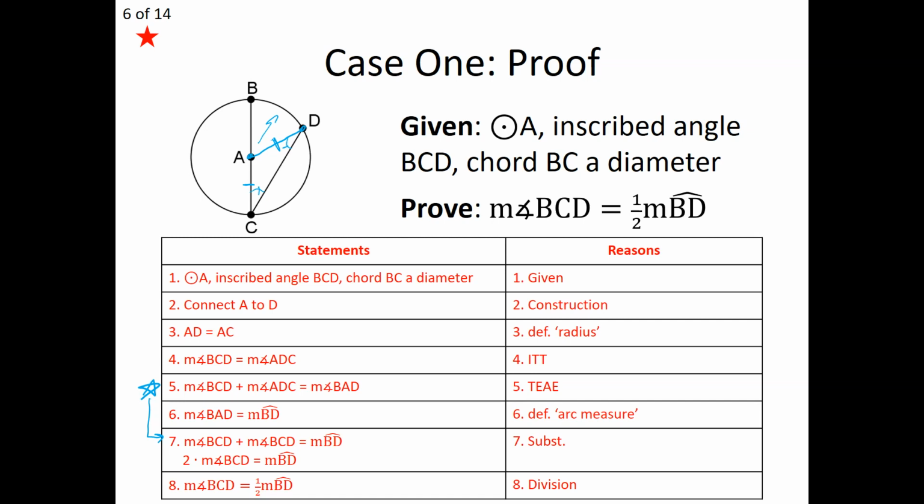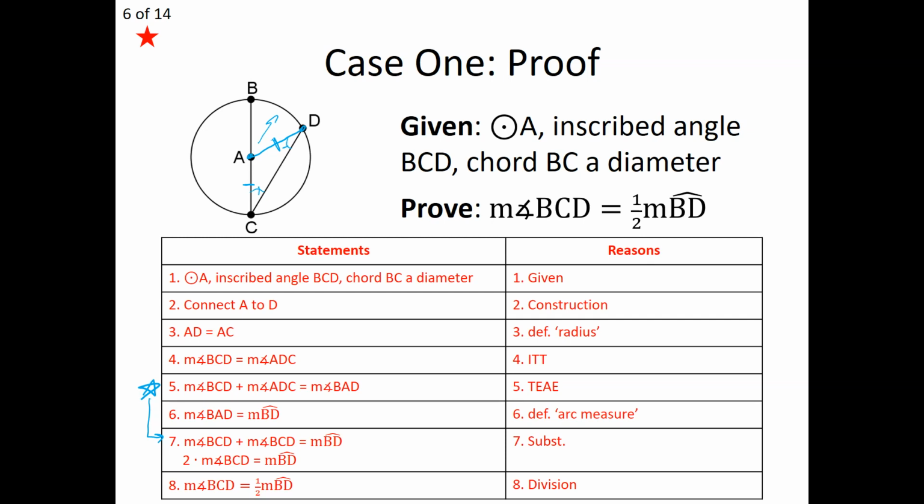Now simplifying, also in step 7, we've got the measure of angle BCD plus the measure of angle BCD, which is really 2 times the measure of angle BCD, is now equal to the measure of arc BD. Then by a simple step of division, dividing both sides by 2, we get our last statement: the measure of our angle BCD is equal to half the measure of arc BD. And there we have it. We've proved our first case of the inscribed angle theorem.